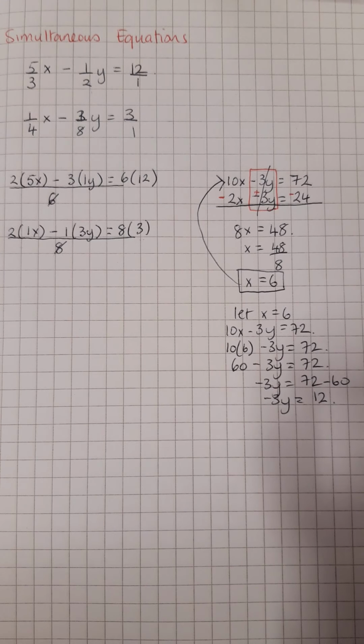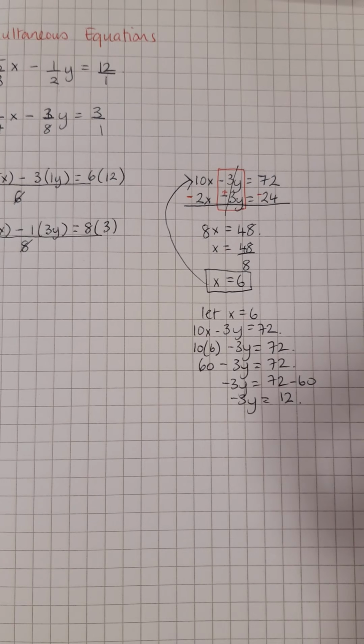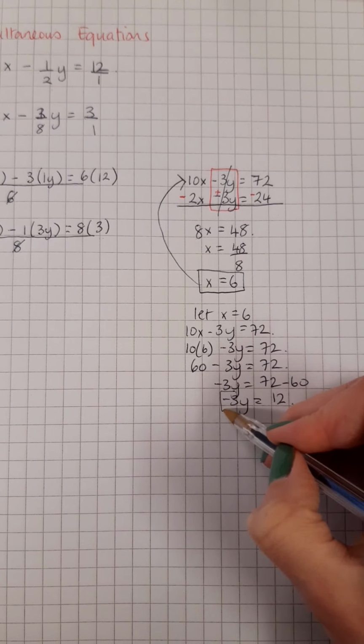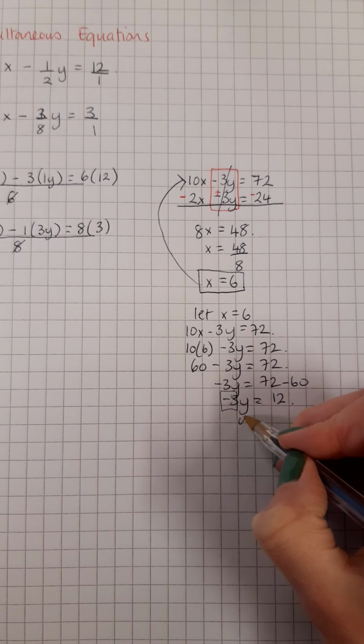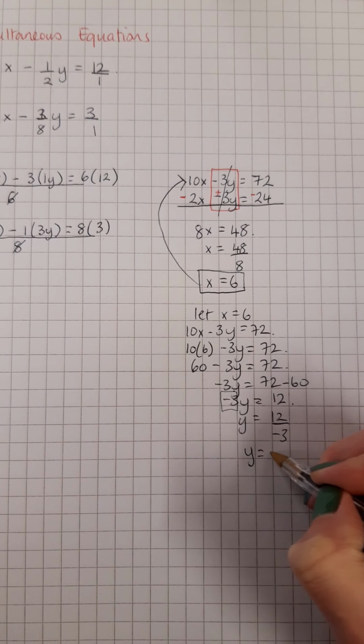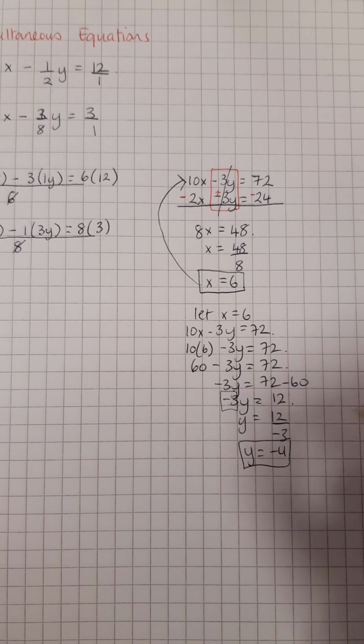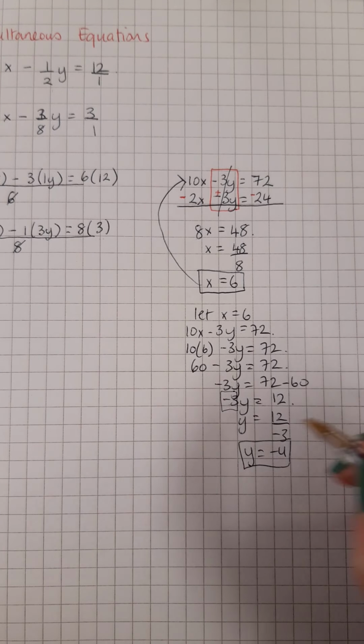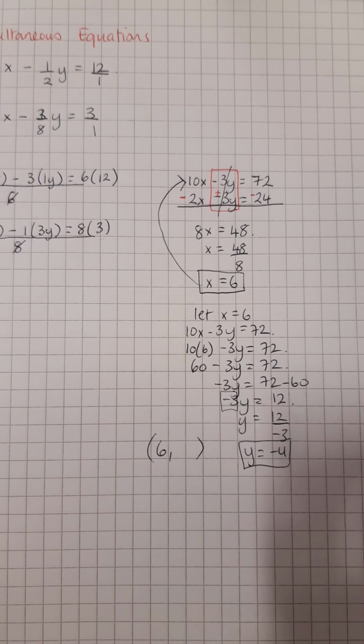Okay, and I want to cancel off the 3. So just quickly, to get rid of the coefficient, these are multiplied, the opposite to multiply is divide. So it's 12 divided by minus 3, which is minus 4. I've got my x and y value, and this is a coordinate, which I'm just going to write out to the left-hand side here. The x value is 6, and the y value is minus 4. Okay, and that's the point of intersection between both of those lines.